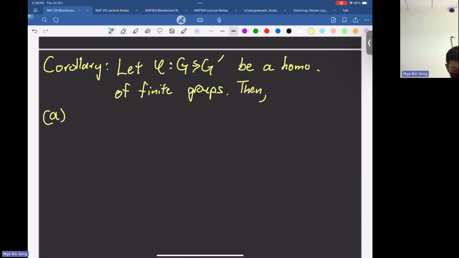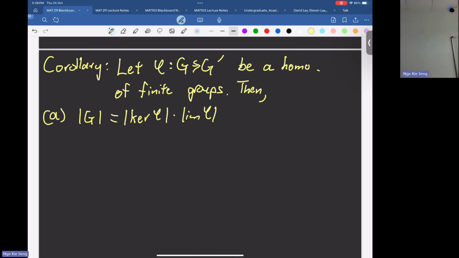Okay, so let's see. What have we done? Actually, what we have proven is that we split our G into the kernel of phi times the image of phi. So meaning you can compute the number of elements inside a group using a homomorphism. If you know the size of the kernel and the size of the image, then you can compute the size of your group. Obviously, here our G prime is also finite, so both sides are finite. Only for finite, because for infinite you cannot divide.